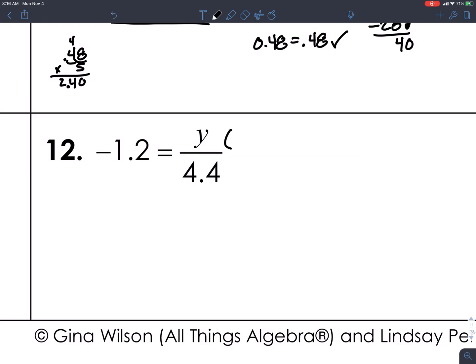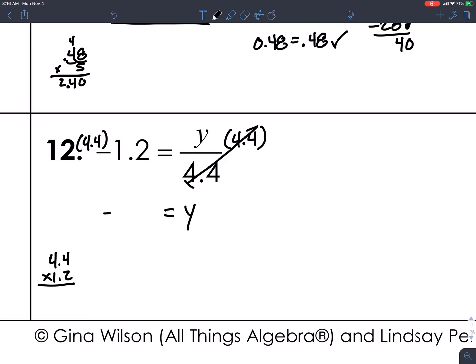We multiply. So I'm just going to put 4.4 up here, and I need to do the same thing over here. Put 4.4 over there. That becomes a big 1, so we end up with just y. Now we've got to multiply 4.4 times negative 1.2. So let's do it down here. I already know a positive times a negative is going to give me a negative answer, so I don't have to mess with the signs anymore.